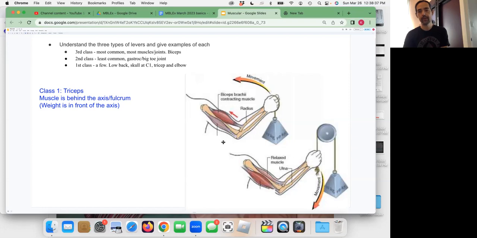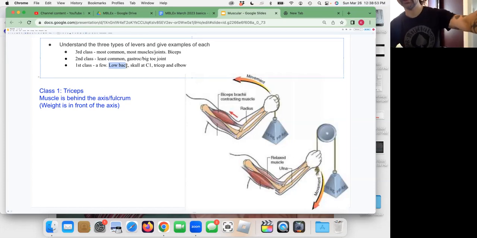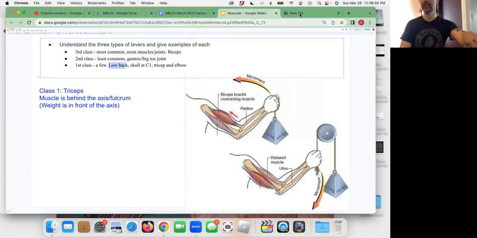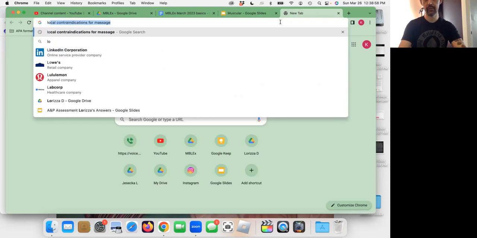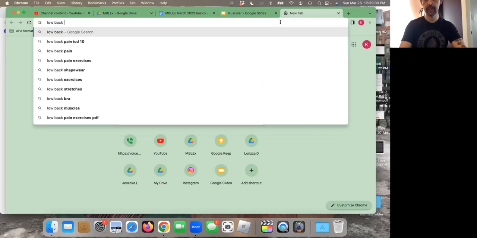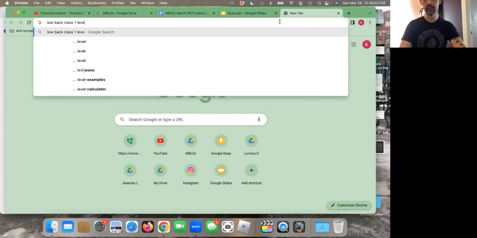Yeah. And the first class levers include, man, I thought I had all these graphics. I think I must have trashed them inadvertently. A few examples are the low back. So I'll just show you what the low back lever looks like. Actually, let me get the graphic up right now. So, low back class 1 lever.